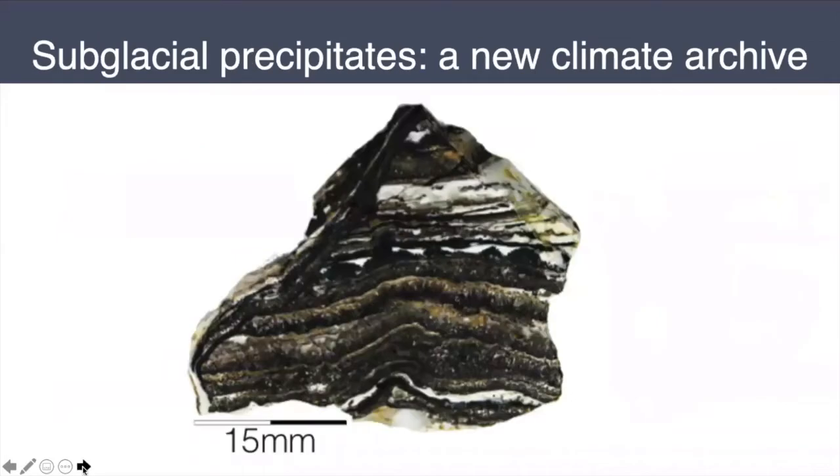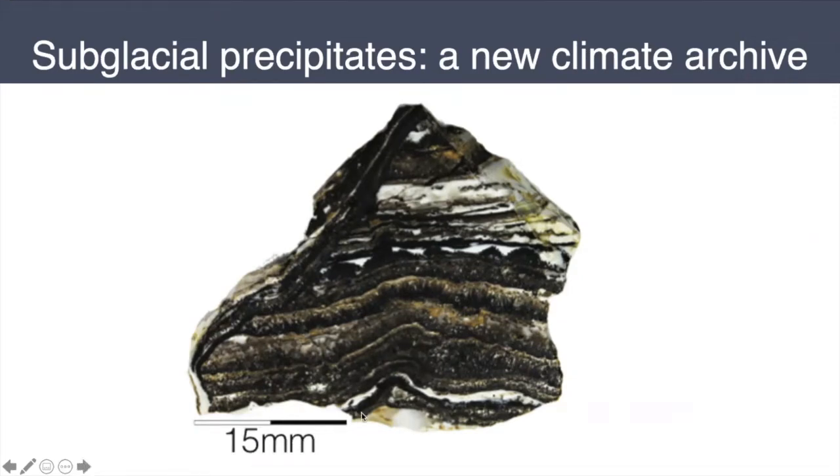So this brings us to some of the work that we're doing at UC Santa Cruz, and we're looking specifically at subglacial precipitates as new climate archives. So this is an example of a precipitate that forms beneath the ice in the East Antarctic ice sheet. This formed beneath the Wilkes Basin ice and was collected at Elephant Moraine. It was lent to us by the Polar Rock Repository at Ohio State.